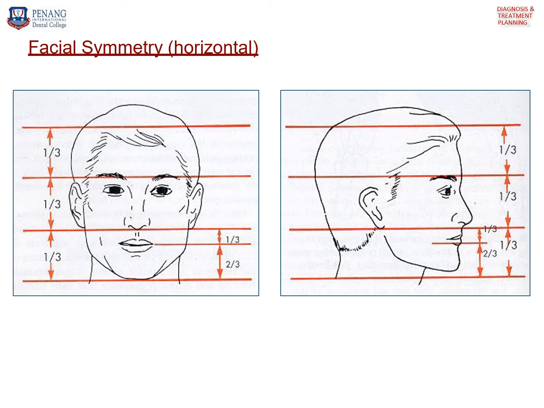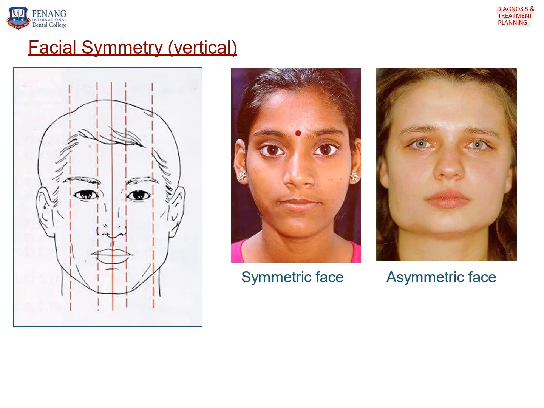Now facial symmetry, how do you see? Facial symmetry is basically horizontal thirds and vertical fifths. We'll be learning that. So horizontal thirds: this is your upper third, this is your middle third, and this is your lower facial third. If all the three thirds are equal in size and measurements, it means that your face is symmetric.